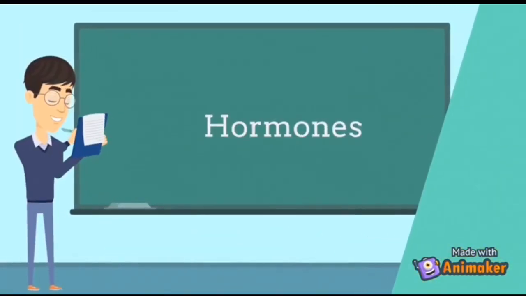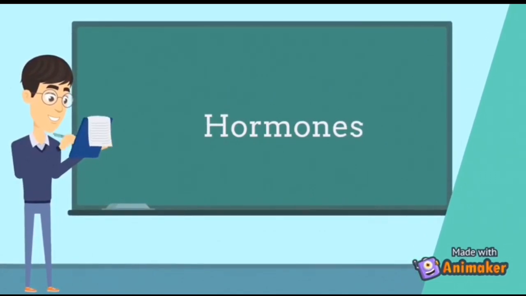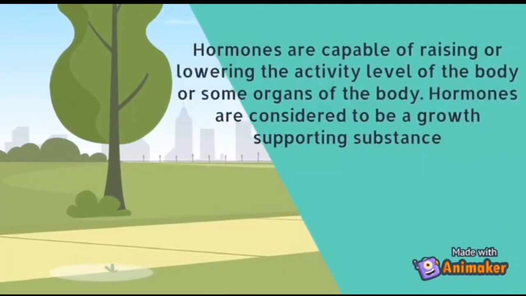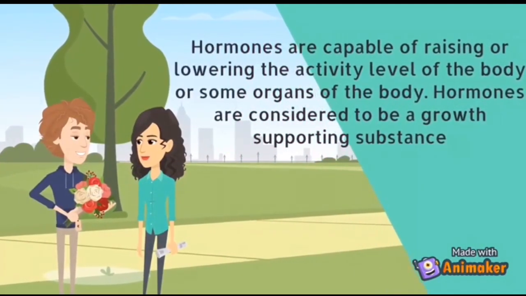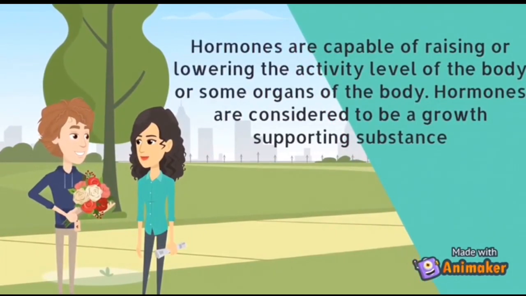So, we move to the next factor, which is hormones. Hormones belong to the endocrine system and influence the various functions of our bodies. They are produced by different glands that are situated in specific parts of the body to secrete hormones that control body functions. Hormones are capable of raising or lowering the activity level of the body or some organs of the body. Hormones are considered to be a growth-supporting substance.